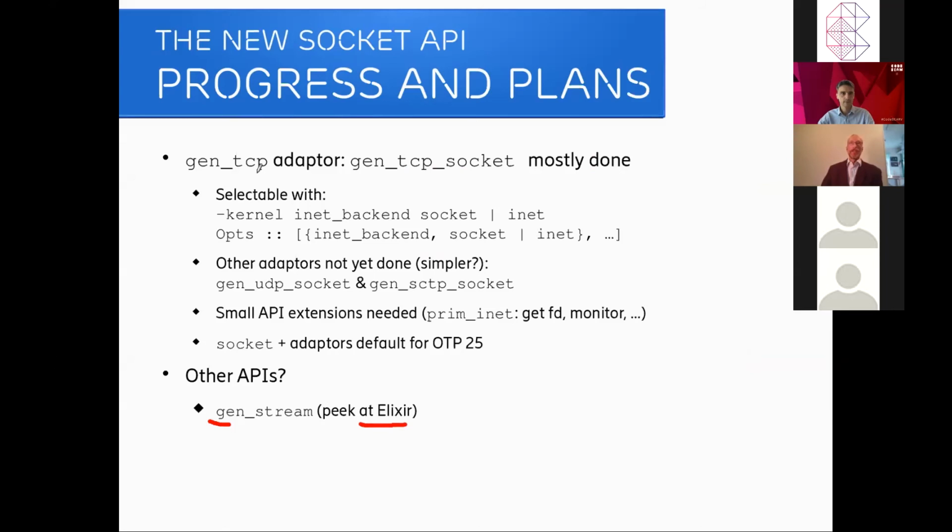The gen_tcp adapter is mostly done. We are trying it out now. It's selectable now with a kernel flag, inet_backend socket, or inet is the old behavior. There is also a socket option that has to be first in the socket option list. The other adapters are not done yet.